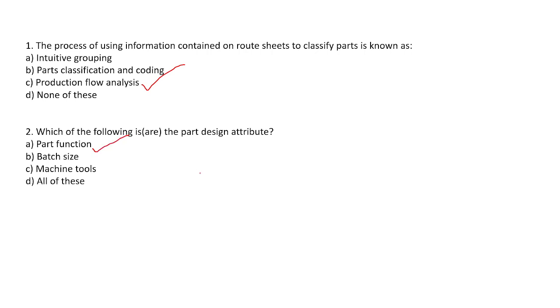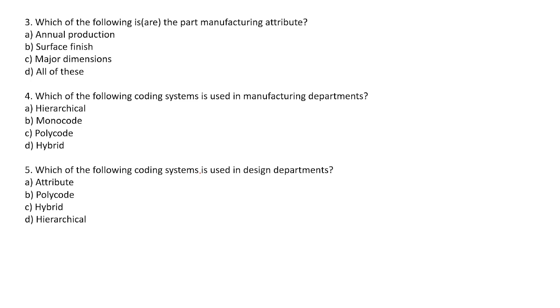Okay, so coming to the next question: which of the following is a part manufacturing attribute. If we talk about part manufacturing attributes, you need to see which ones they are: major processes, operation sequence, batch size, annual production, machine tools, cutting tools, and material type. Those are the attributes for part manufacturing.